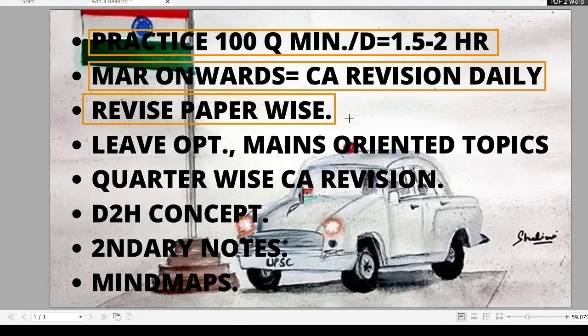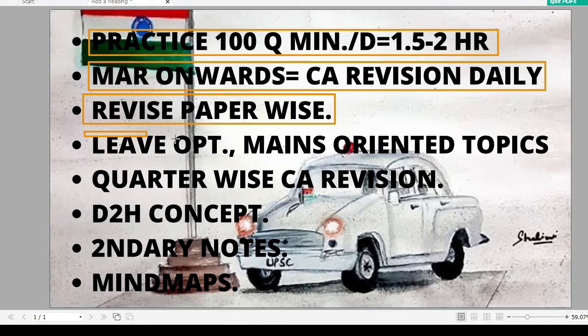And we should leave the mains-oriented topics also, like world history, society, disaster management, external security and all. These are topics we can leave for now for the prelims, as these are mains-oriented topics.